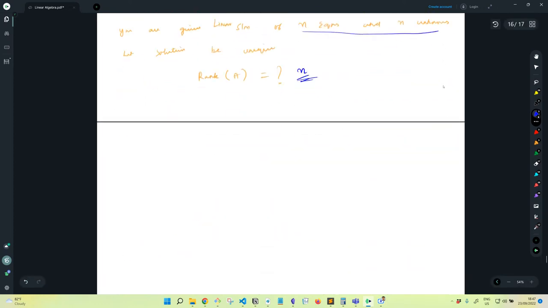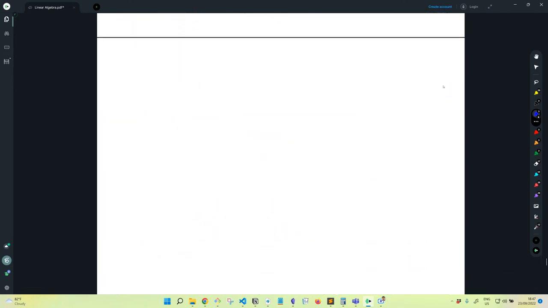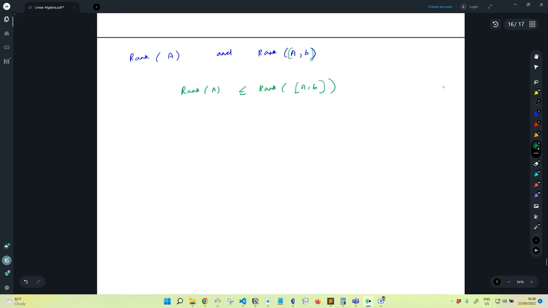Now, to find out if it is infinitely many or no solution, you need to compare rank of A and rank of augmented matrix. Rank of A and rank of augmented matrix. Okay. Now, one thing you see, this relation is always valid. Rank of A can only be less than or equal to rank of the augmented matrix A comma B.